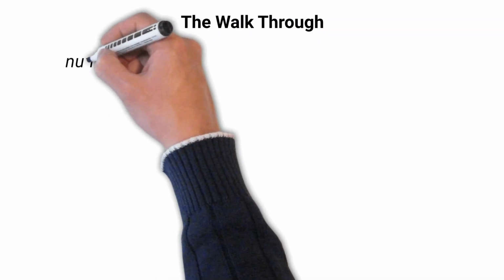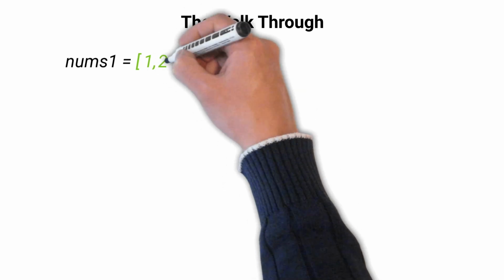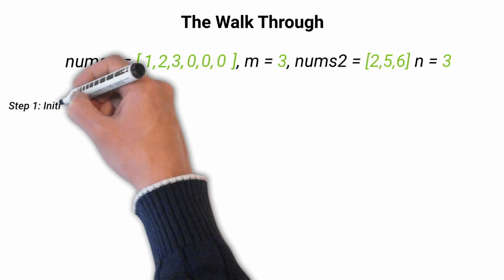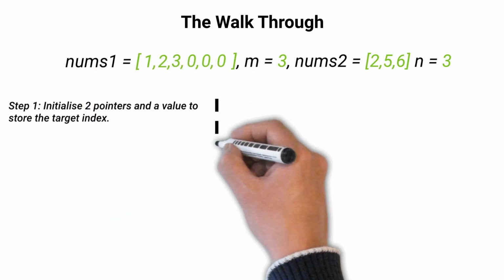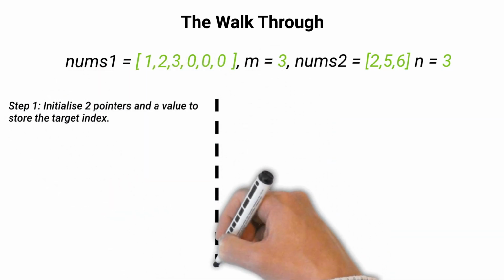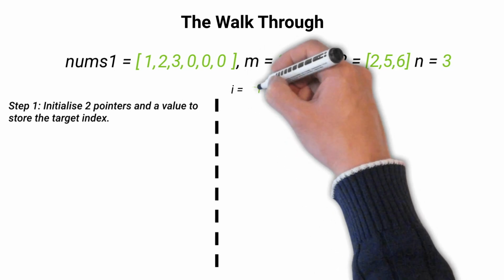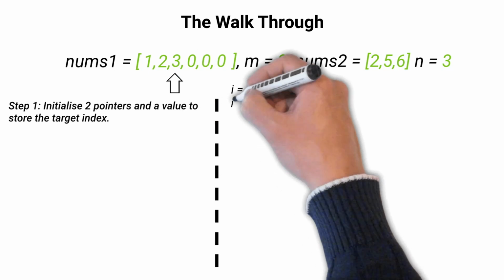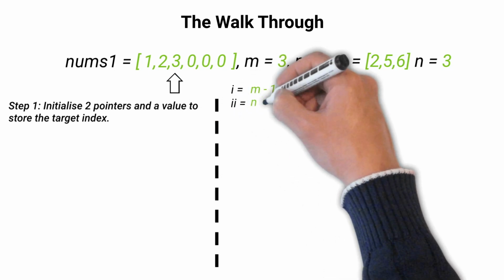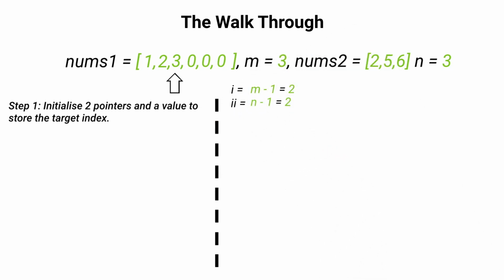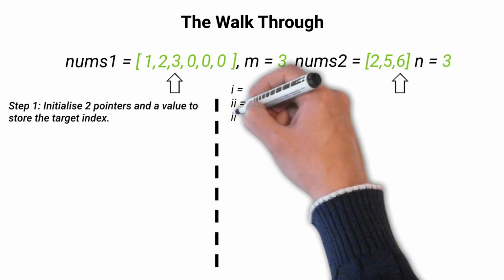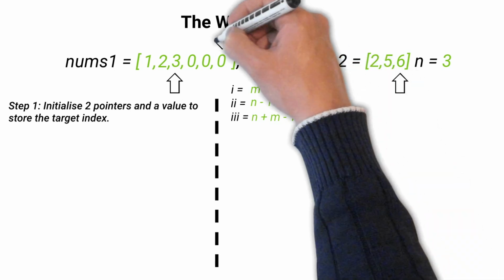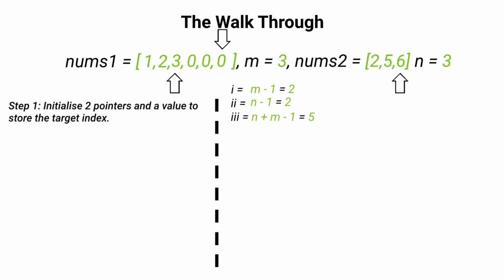Now let's walk through an example where nums1 is equal to 1, 2, 3, and m is equal to 3, nums2 is 2, 5 and 6, and n is also 3. Step 1, initialize 2 pointers, i, which is equal to m minus 1, which is 2, put it here. Then we need to have ii, which is equal to n minus 1, which is 2, and we'll put that here. And then finally, this is where we'll be loading the sorted number, which is m plus n minus 1, and we'll put that here.